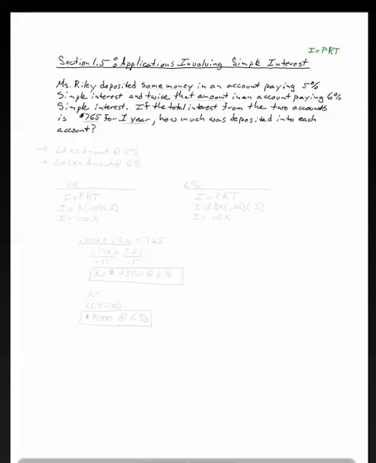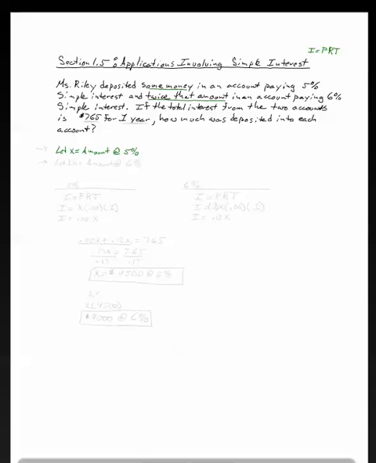Well, in the last example that we looked at, they told us the total amount of money that was invested, but here they don't. It says Miss Riley deposited some money in an account paying 5% simple interest and twice that amount in an account paying 6% interest. Since they tell us nothing about the amount paying 5% simple interest, let's just say let x equal the amount at 5%.